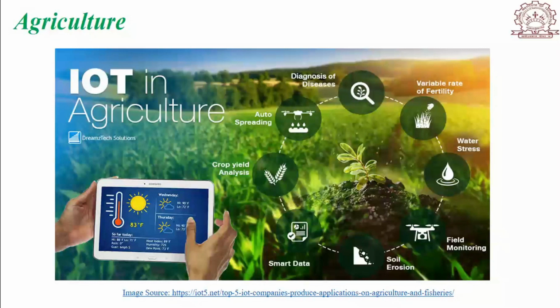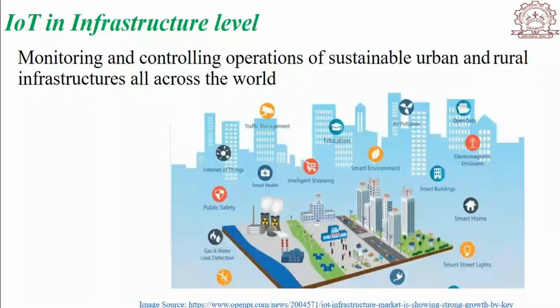Then there is the monitoring and controlling operation of sustainable urban and rural infrastructure that is taking place all across the world. So many companies are working in India also, like TCS, Infosys, and many others. They are working on internet of things to develop a smart city. Our government project is also there to develop a smart city. So what are the regions?